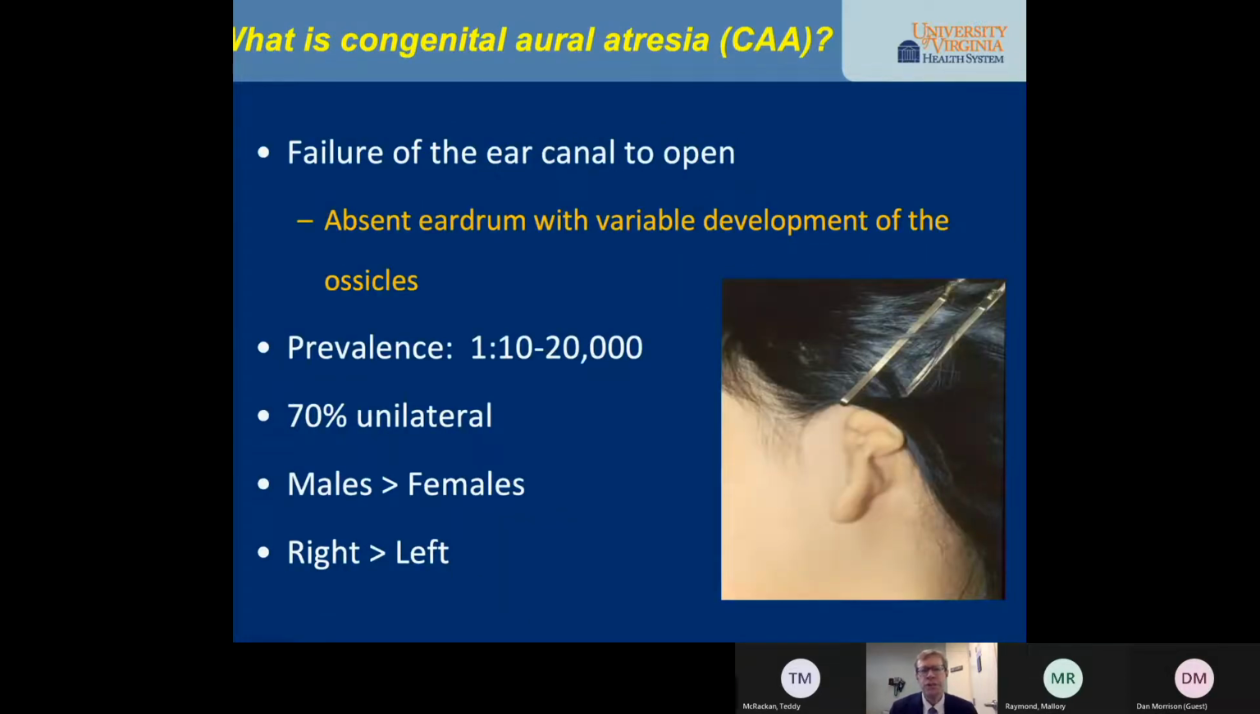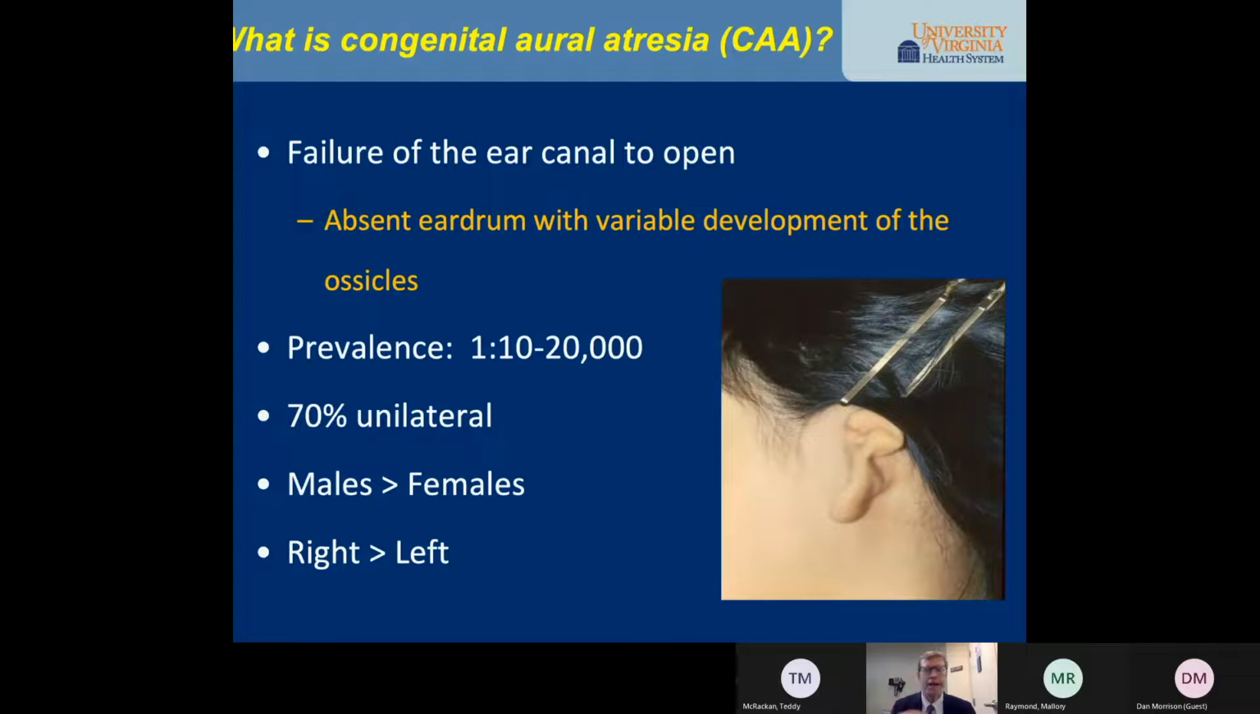So what is aural atresia? It's simply failure of the ear canal to open. And with failure of the ear canal to open, with this developmental abnormality, there's also variable development of the ossicles and an absent eardrum.